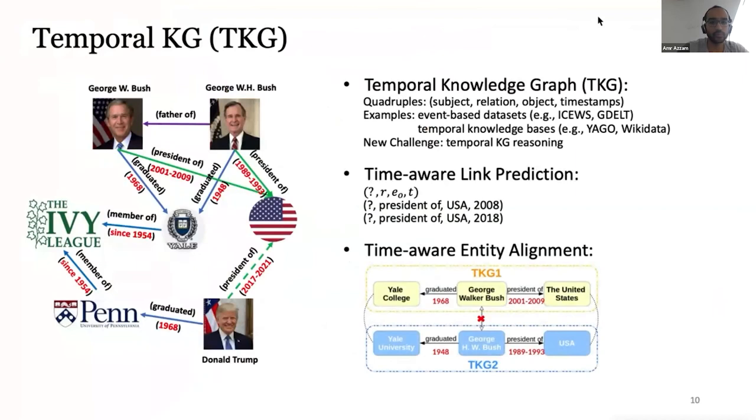The recent availability of temporal KGs like ICEWS, GDELT, YAGO, and Wikidata has created the need for KGE approaches that can reason over time. In a temporal KG, time-aware facts are represented as quadruples in the form of (ES, R, EO, T), where T denotes the time annotation. The existing time-aware link prediction methods show significant improvements against static link prediction methods since they consider time information, but they are not suitable for the entity alignment setting.